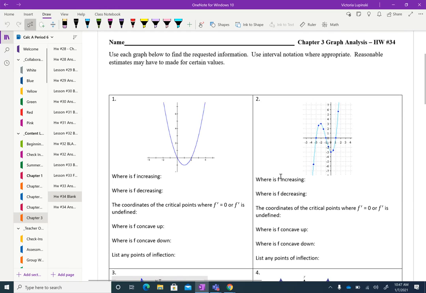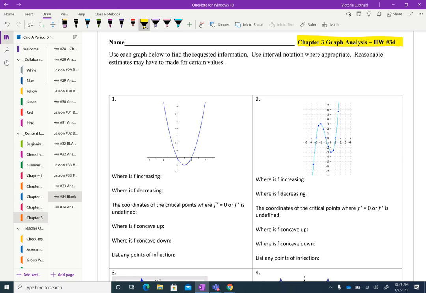So again, hopefully you printed this out. If not, you can just go ahead and do your work on a separate sheet. Homework 34 and lesson 34 are essentially the same. I'm going to do a couple of these with you and give you some hints, and then you're going to go ahead and work on the rest.